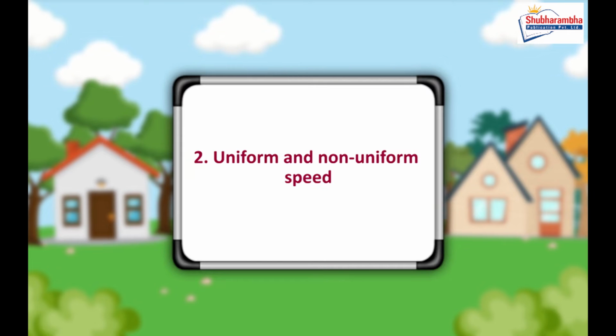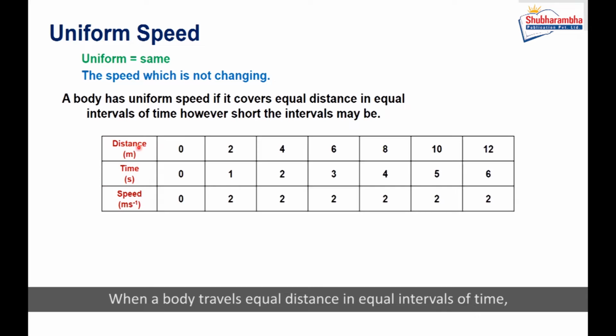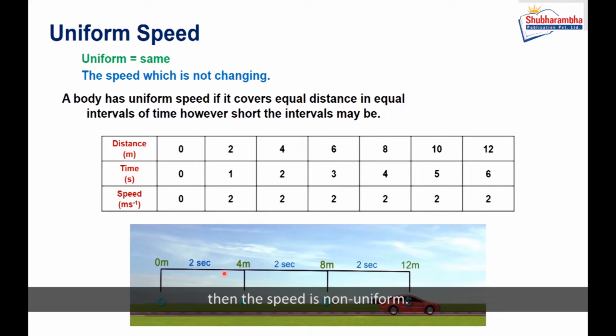2. Uniform and non-uniform speed. When a body travels equal distance in equal intervals of time, the body is said to be moving with a uniform speed. If it does not cover equal distance in equal intervals of time, then the speed is non-uniform.